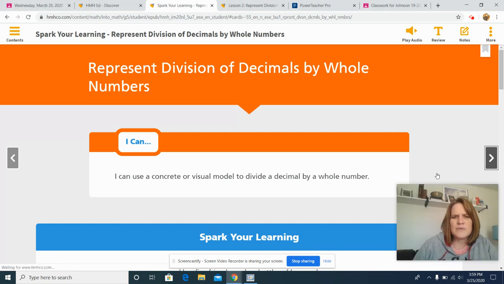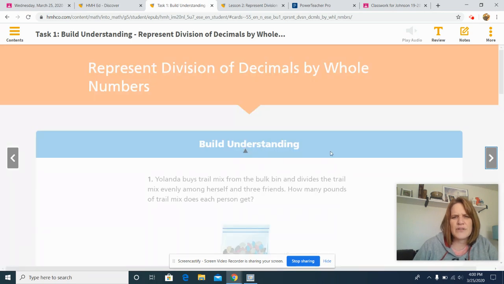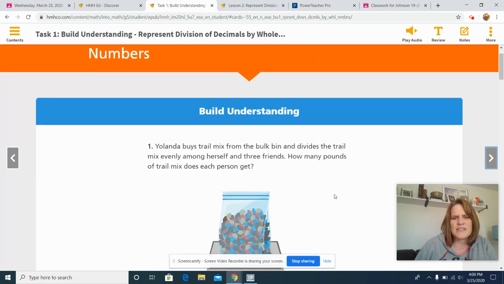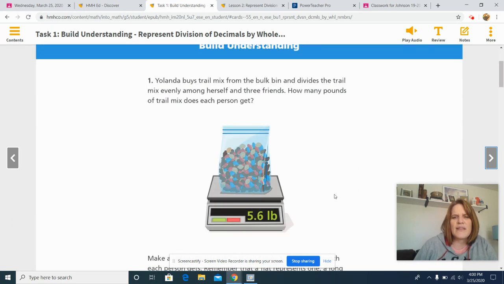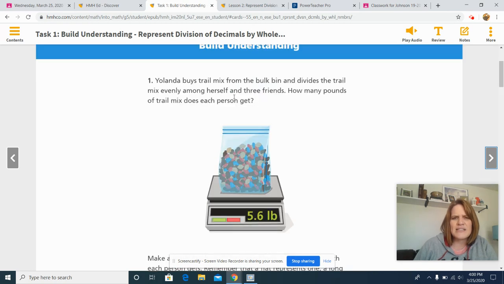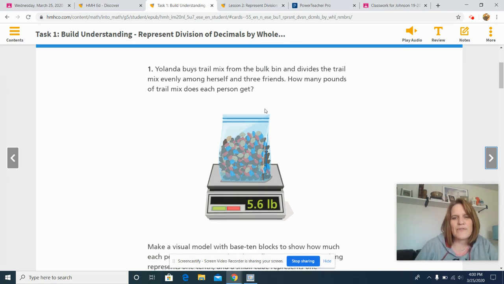Okay, so we're going to look at this first question. It's taking a while to load, so I've got this here. Yolanda buys trail mix from the bulk bin and divides the trail mix evenly amongst herself and three friends. How many pounds of trail mix does each person get? So we can see that they have 5 6/10 pounds of trail mix, and it says that it's among herself and three friends. So what are we going to divide by? 3? Nope, we're going to divide by 4 because it's herself and the three friends.